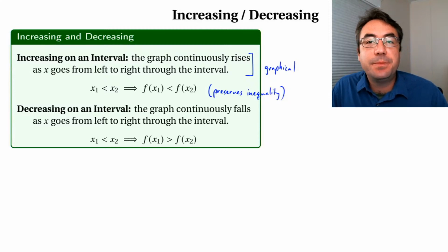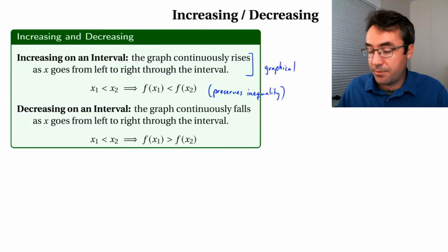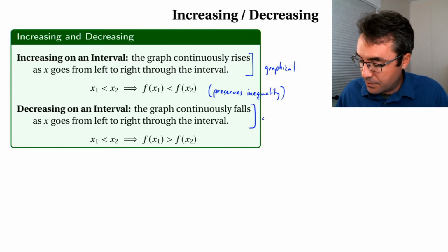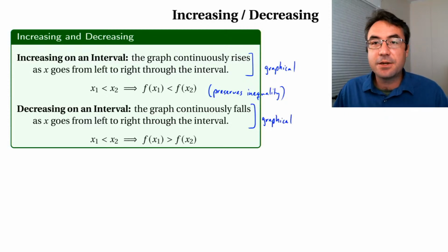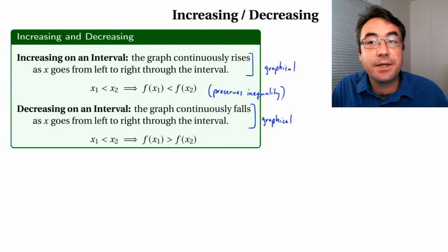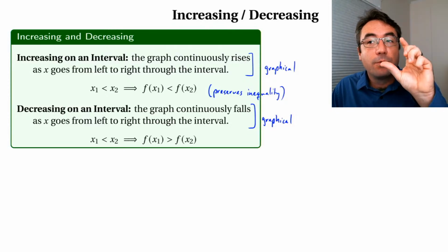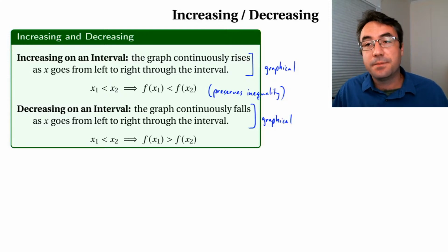Now for a function to be decreasing on an interval, the graphical definition is that the graph continuously falls as we go from left to right throughout that interval. So this is the graphical definition. The technical definition is again with inequalities, and we see that if x1 is less than x2, then the function, if it's a decreasing function, reverses the inequality.